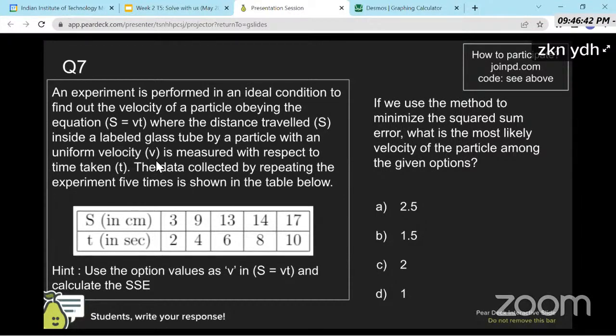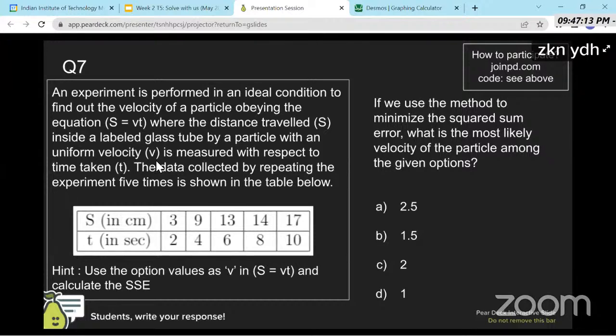Where S is the distance traveled inside the labeled glass tube of a particle with uniform velocity v, which is measured. I know there is a lot of physics term being spoken here. Do not worry about this. Consider these just as variables. Where S is your y axis, v is your m, and t is your x. That's all. It is measured with respect to the time taken. Now, data collected by repeating the experiment 5 times is shown in the below table.